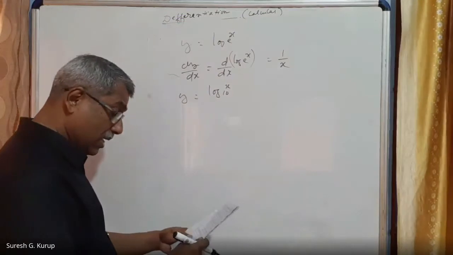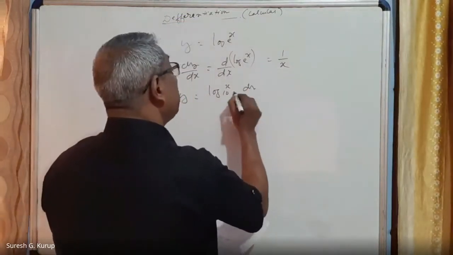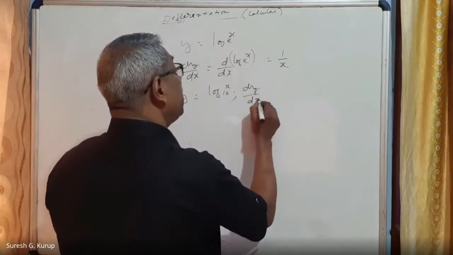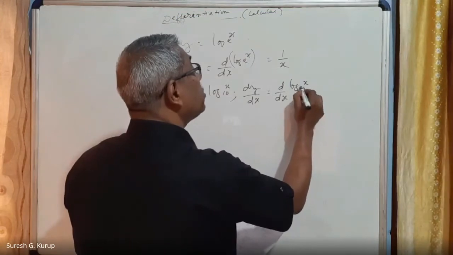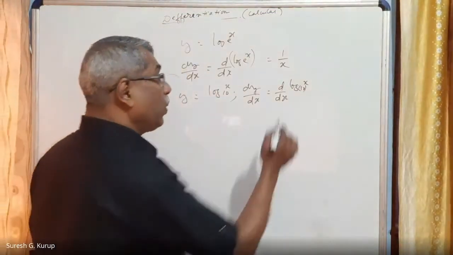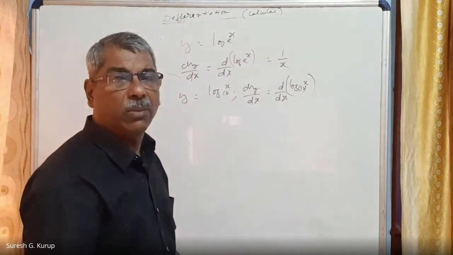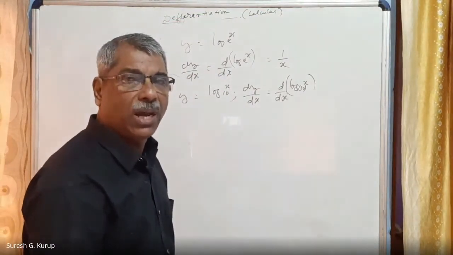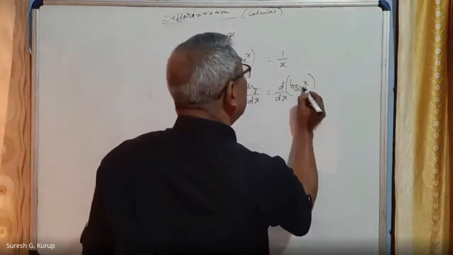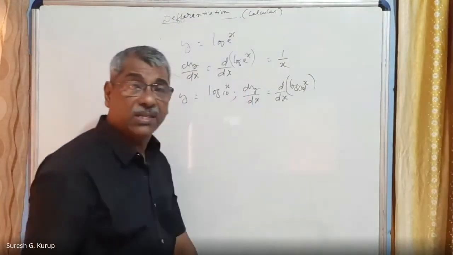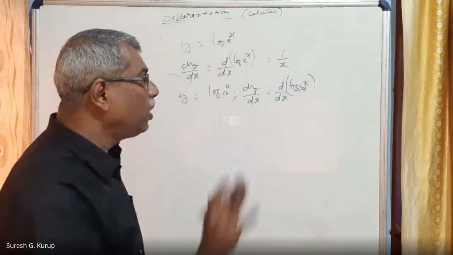Now, if the function is like y is equal to log x to the base 10, then dy by dx is equal to d by dx of log x to the base 10. Logarithm can be at the base e and also to the base 10, right? Most of the time in calculations, we use logarithm to the base 10. In detail, the mathematics students will learn that, but for bio students that is not necessary. This much only is needed.